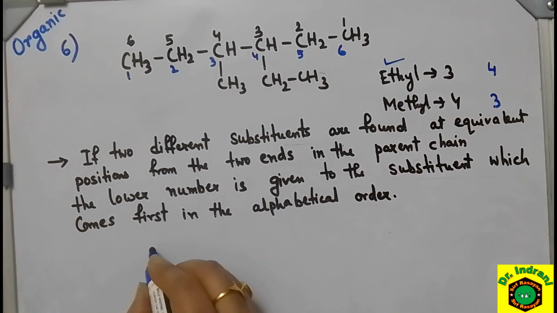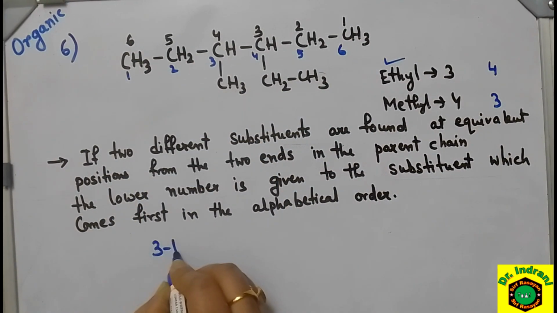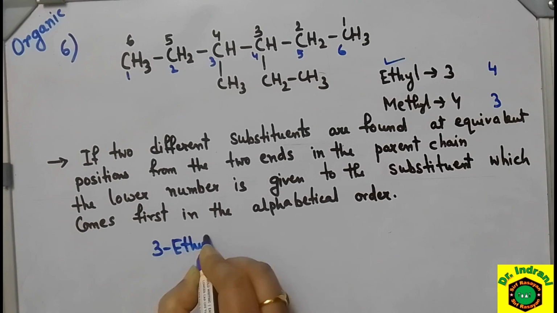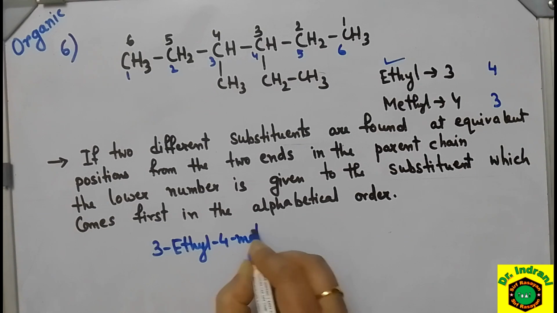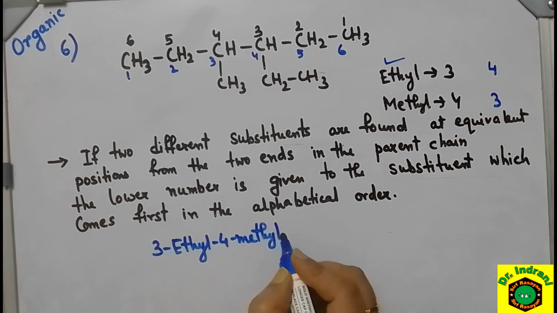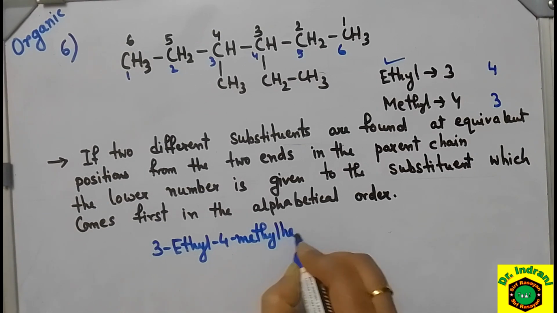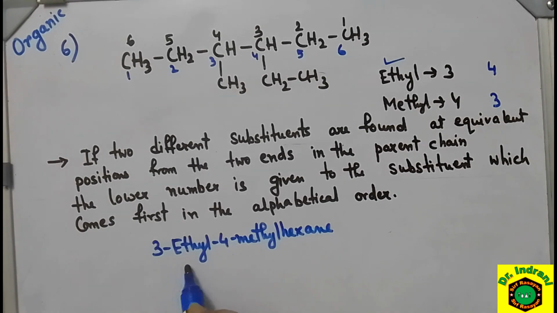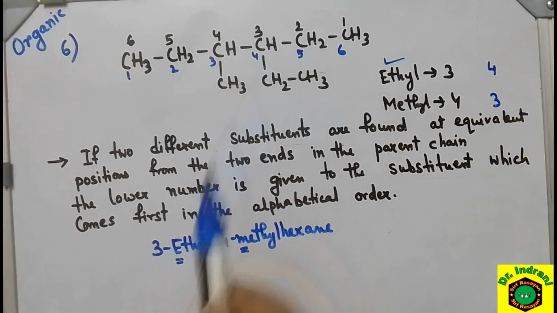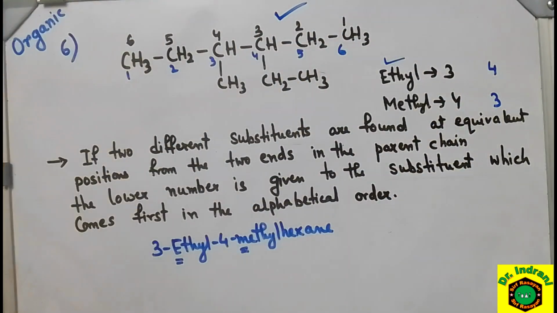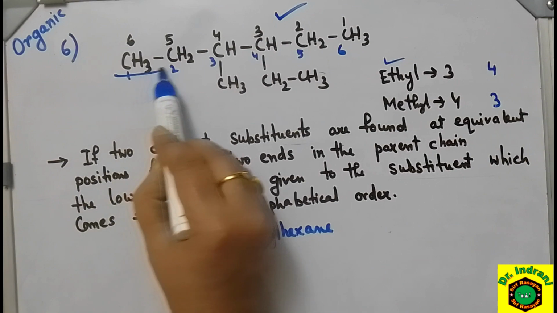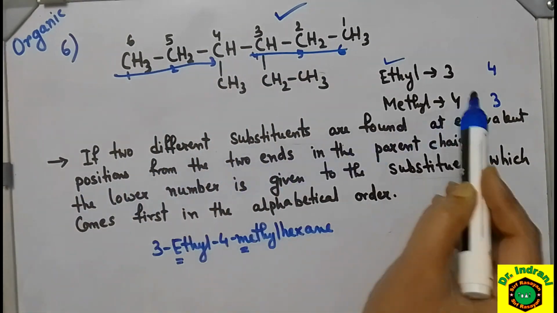So the IUPAC name of the compound is 3-ethyl-4-methyl. The main chain is having 6 carbon atoms and it is saturated, so hexane. Since alphabetically E comes before M, therefore we have to give the lower number for ethyl. So the upper one, that numbering from right to left, is correct. That one is not correct. That one is not correct.